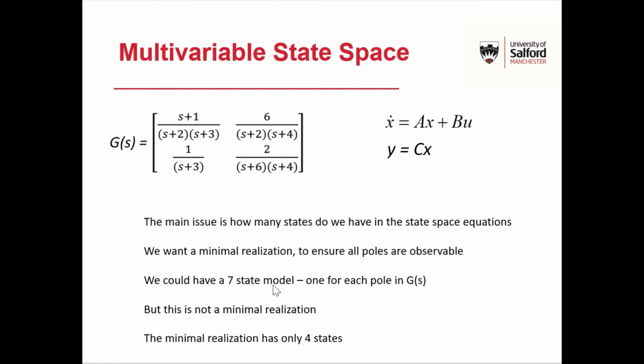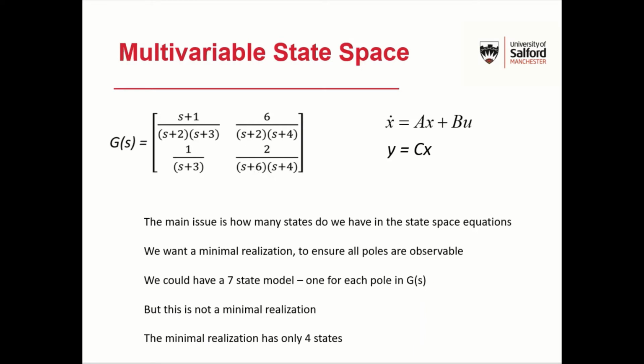Right, so the second part of our talk is on multivariable state space equations. And one of the things that we want to try and do is to make sure we get what's called a minimal realization. This is the smallest possible state space we could have. Now we could convert this into a state space, that into a state space, that into a state space, and that into its own state space. And we'd have got a seven state model.